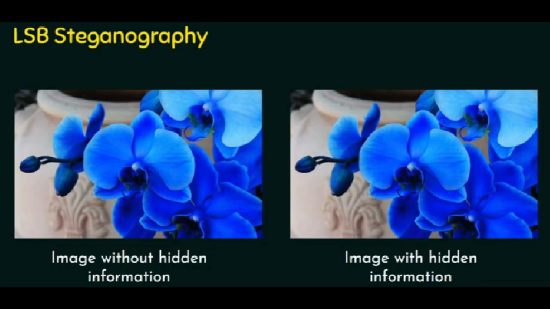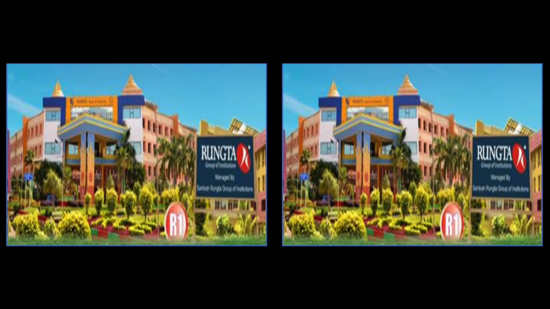Before we see a sample image, I wanted to repeat that we can use the LSB of every pixel. Let me show you an example. In this example, can you see figure 5 with images of Rungta College that I am projecting? This is the first image and this is the second image. This is the image without hidden information and this is the image with hidden information. No one can understand that there is hidden information in this image.